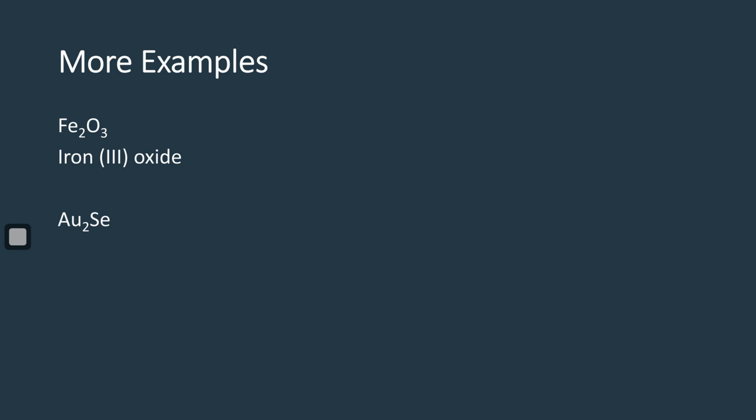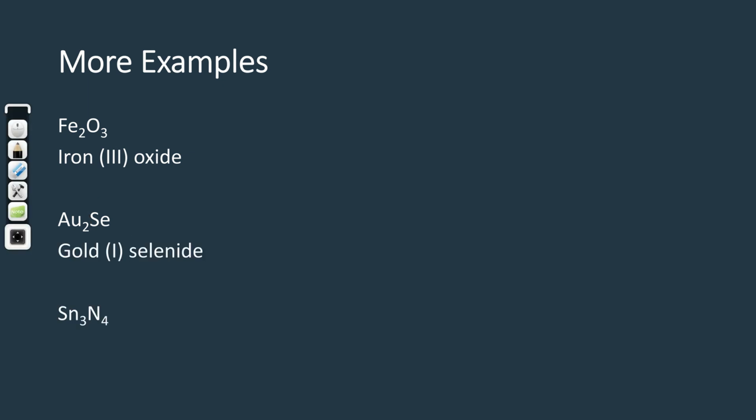Au2Se, all right? Au2Se, this would be, Se is -2. There's only 1 there, so this other side has to be +2. There's 2 of them here. The gold has +1. Gold 1 selenide.